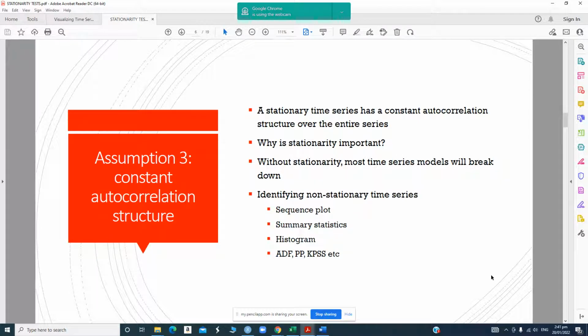we normally start with the sequence plots. Sometimes we look at the summary statistics or check our histogram. But usually we perform some statistical tests, usually based on OLS regression. We have the augmented Dickey-Fuller, Phillips-Perron, and we have our KPSS. We are going to look at these different approaches.